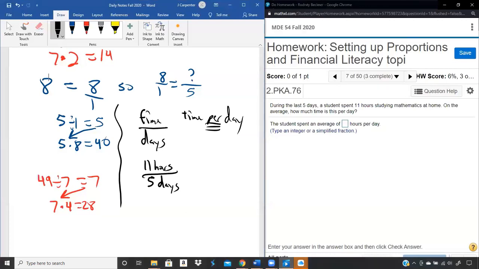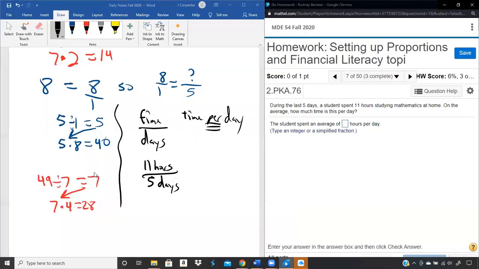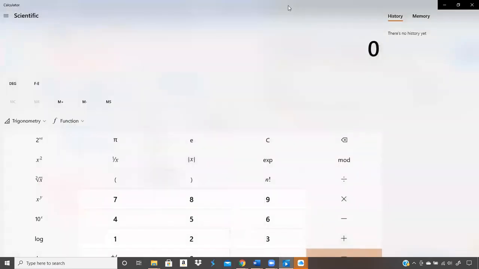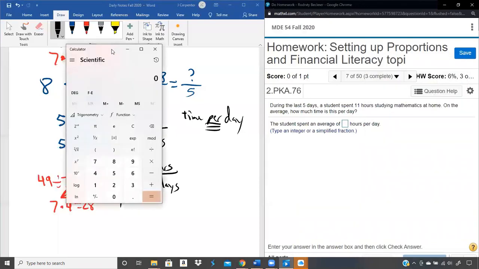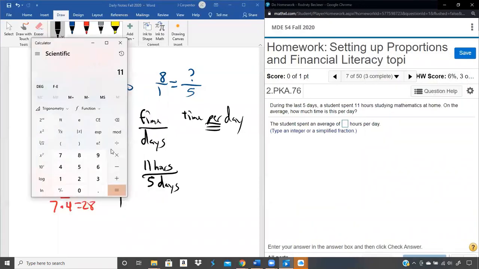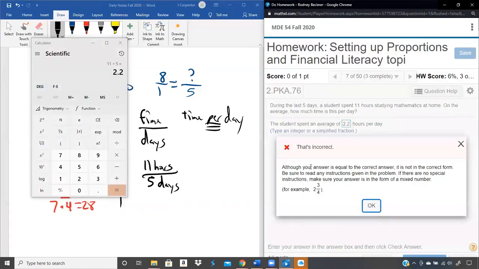And then we can pull up a calculator if we like, since they say to type an integer or simplified fraction. I'm going to do this wrong, intentionally. That's a big calculator. All right, so we can just do 11 divided by 5, and let's see if this gives us what we want, 2.2. So if I type 2.2, which is a pretty good answer, it says wrong. Although your answer is equal to the correct answer, it is not in the correct form.